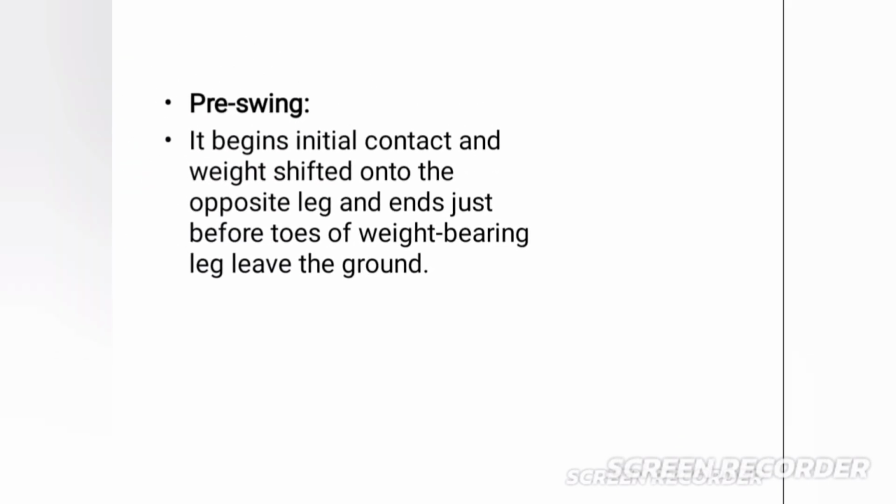Another is the pre-swing. Pre-swing is the same as your toe off. It begins with the initial contact and weight shifted onto the opposite leg, and ends just before the toes of the weight bearing leg leave the ground. Here in this figure you can see your toes leaving the ground. So that is your pre-swing phase.